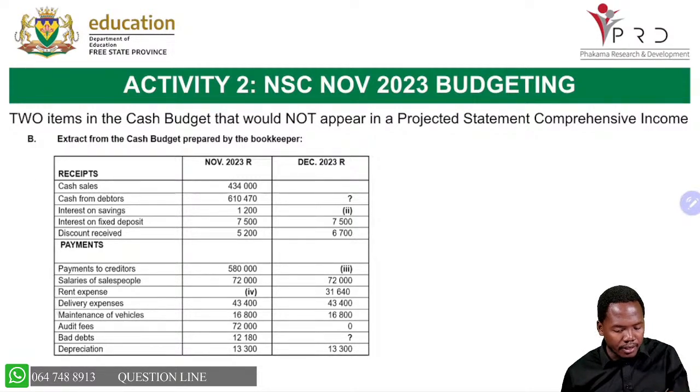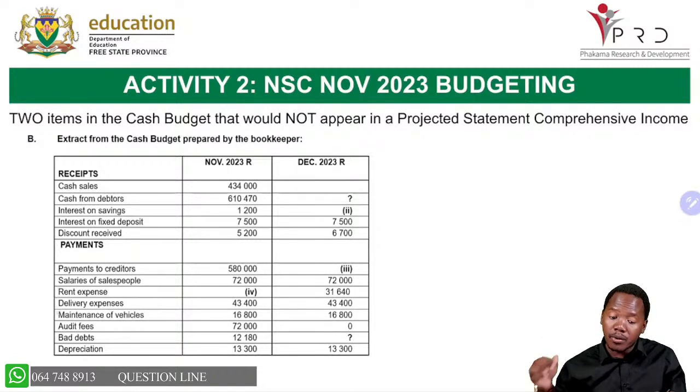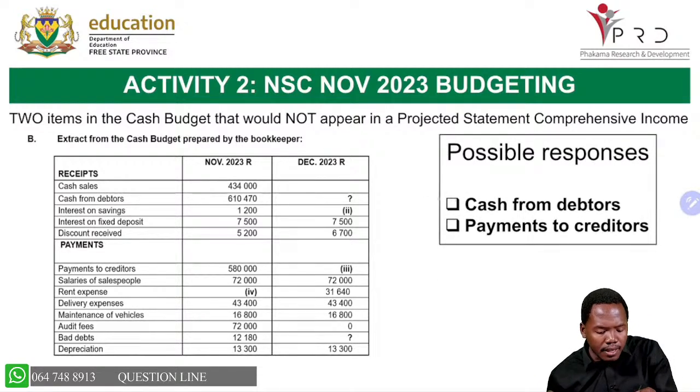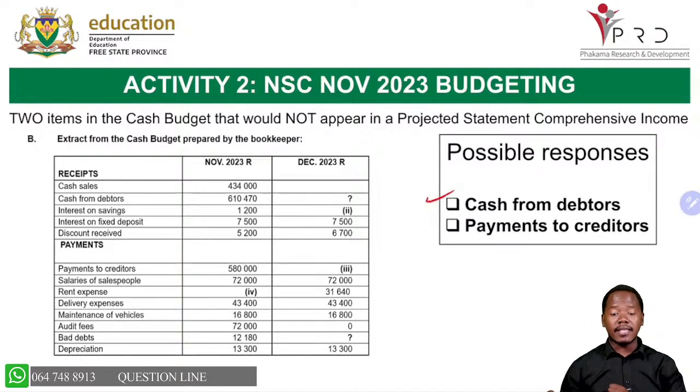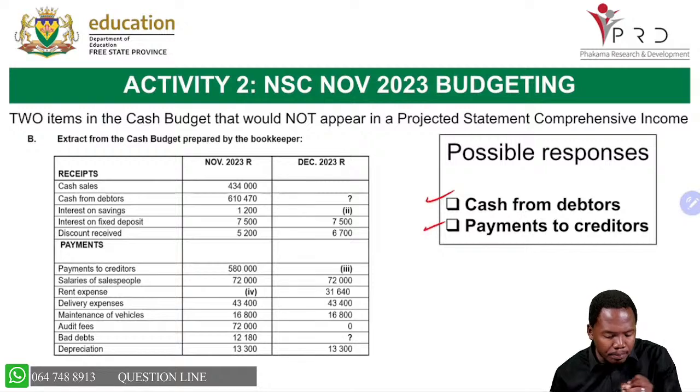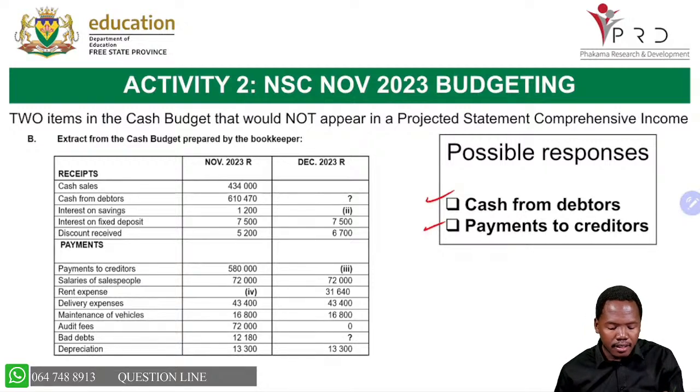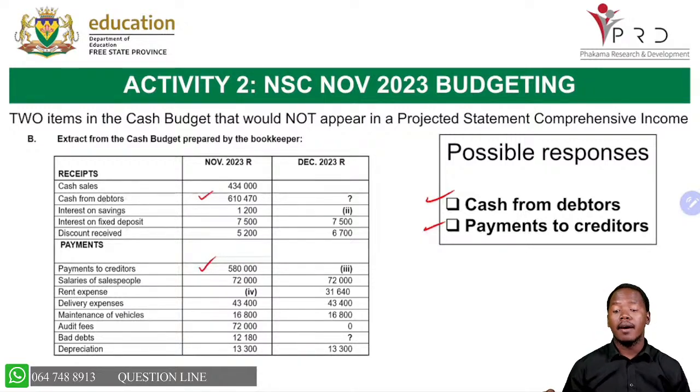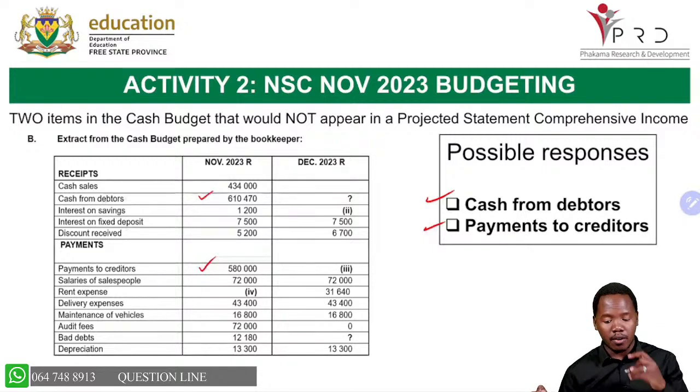Some of you got them already. They are in the cash budget, but would not be part of the projected income statement. Number 1 will be our cash from debtors. Number 2 will be payments to creditors. So there are our items. These 2 items are not going to form part of the projected statement of comprehensive income.